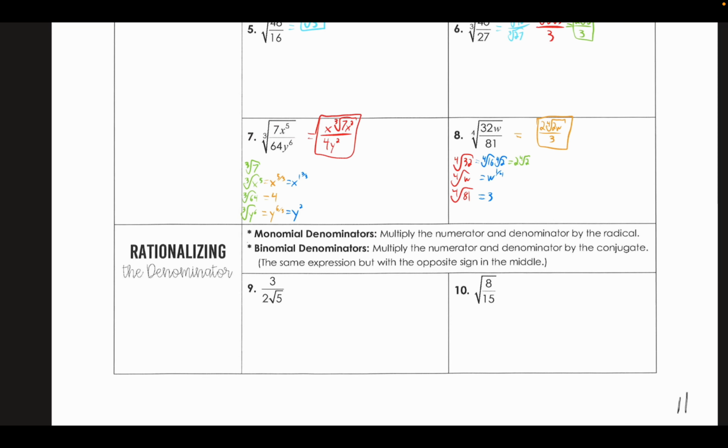Now, how we approach this depends on whether the denominator is a monomial or a binomial, whether there's one term or two terms. We also did this with imaginary numbers, you may remember. When there's a monomial, you multiply the numerator and denominator by the radical, which is what we'll be seeing first. So I'll talk about that for now. Then when we get to the binomials, I'll talk about what we do for those.